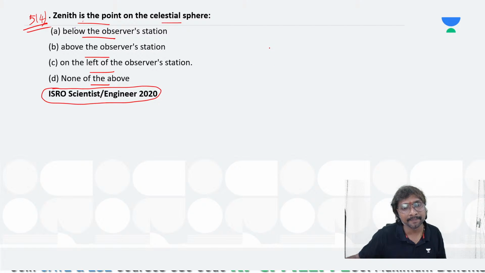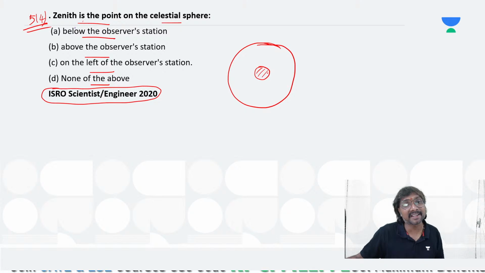Let us say this is your celestial sphere, right? What is a celestial sphere actually? In this celestial sphere, we take the earth as the center, and we assume all the stars and all the planets, everything, are adhered on this sphere. So that is called your celestial sphere. It is assumed like that.